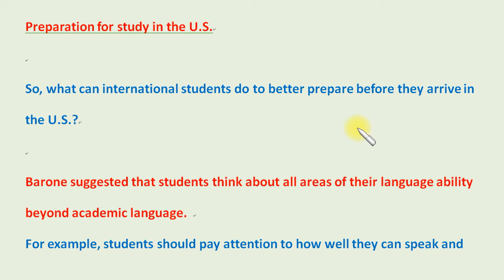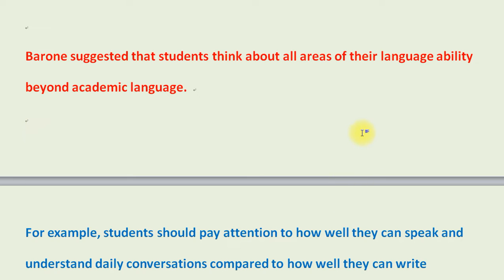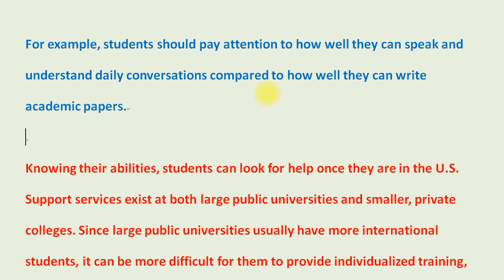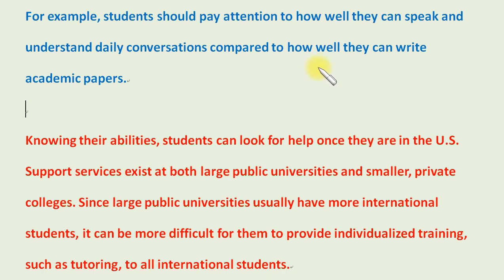So, what can international students do to better prepare before they arrive in the U.S.? Barone suggested that students think about all areas of their language ability beyond academic language. For example, students should pay attention to how well they can speak and understand daily conversations compared to how well they can write academic papers. Knowing their abilities, students can look for help once they are in the U.S.